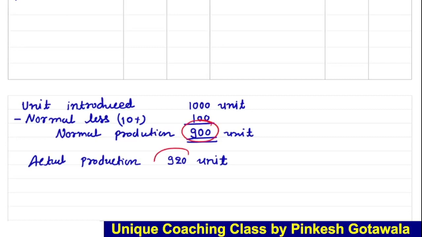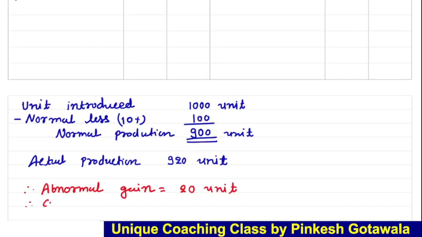And actual production is 920. So it means we get less production or more? Here we get more production. Against 900, we actually got 920. So is it a loss or a gain? It is our gain. Directly write that there is an abnormal gain. How many units? We get 20 more units. So here 20 will be our abnormal gain. Clear?